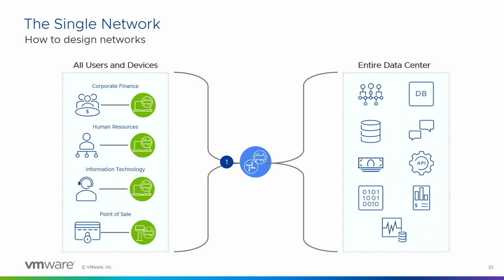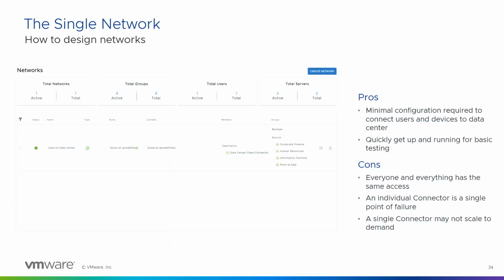So when you first get the solution, what I've seen a lot of people do is it's so easy to get things connected. They create a single network, they lump all the sources together, all the destinations together, they fire it up, and they have connectivity. So if you were to do this in this situation, you've got corporate, you've got HR, you've got IT, you've got point of sale, connected all to the data center through a single connector. So that's good for general connectivity, right? This is minimal configuration. You can get things quickly up and running for basic testing.